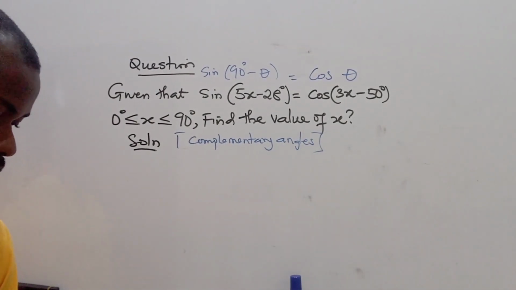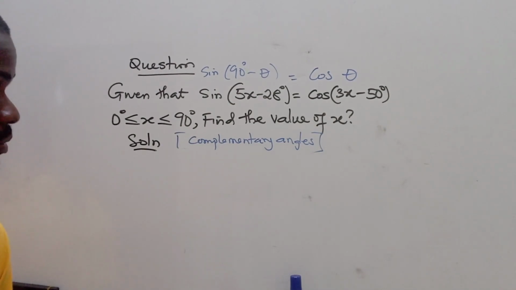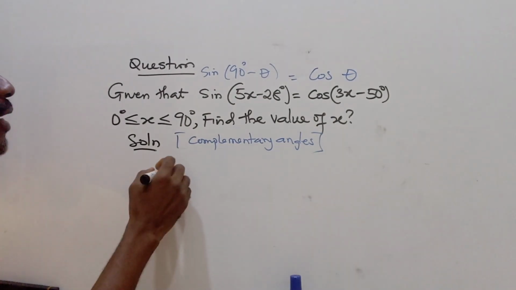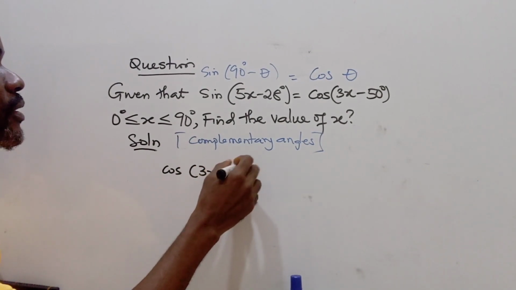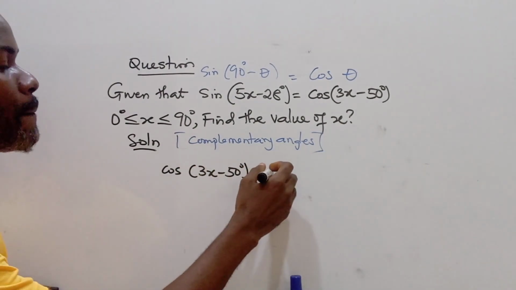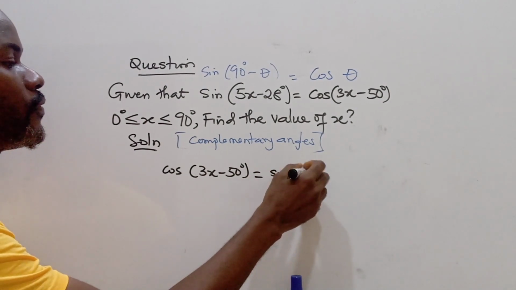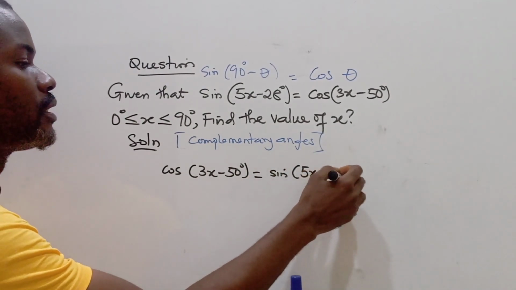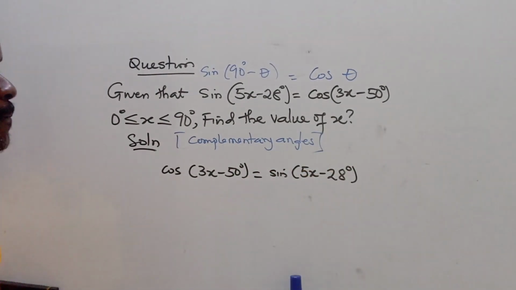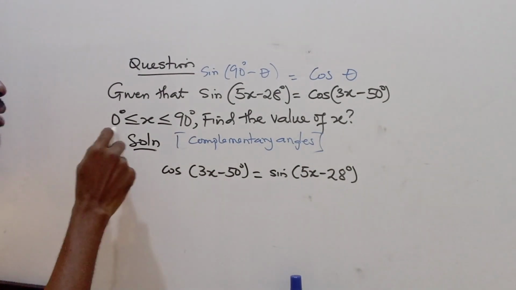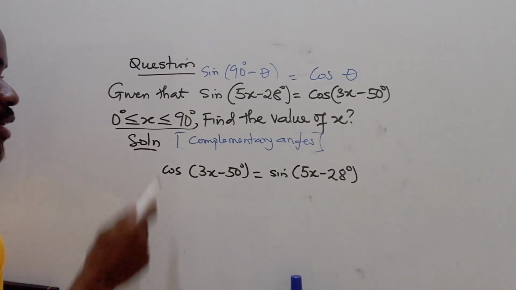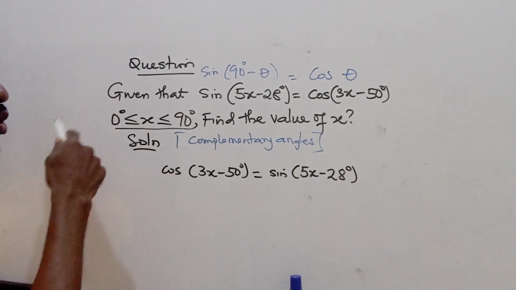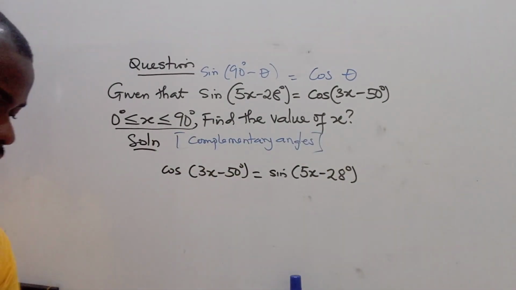To solve the problem, first of all, let me write the problem. We have cos of 3x minus 50 degrees is equal to sine of 5x minus 28 degrees. Remember, our x should be within the range of 0 to 90 degrees, so x should not be more than 90 and should not be below 0. Find the value of x.